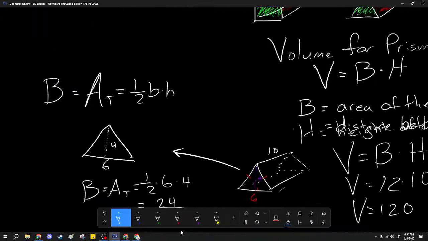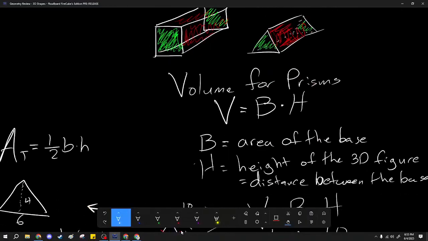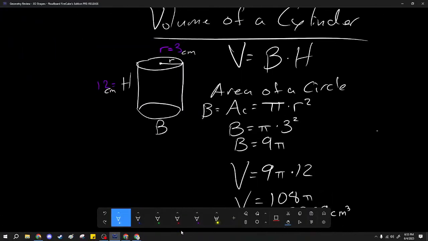Let me see what the other shapes we need to do. So we got cylinder. We did triangular prisms. Let's do a sphere. So volume of a sphere is next.